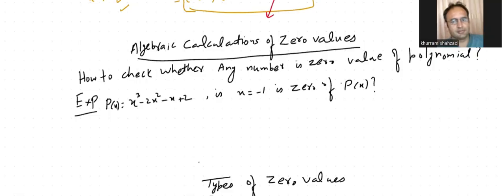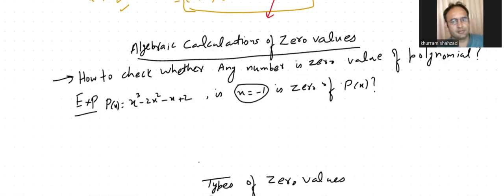Hello. This video is about some of the applications of the zero values of polynomials. First of all, this is its application: how to check whether any number is a zero value of a polynomial or not. Suppose this is a polynomial p of x is equal to x cubed minus 2x squared minus x plus 2. And we have to check whether x is equal to minus 1 is a zero value of this polynomial or not. So how can we check this?